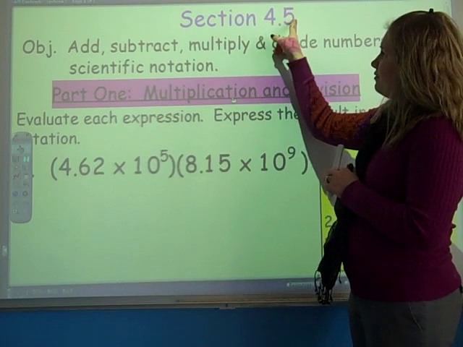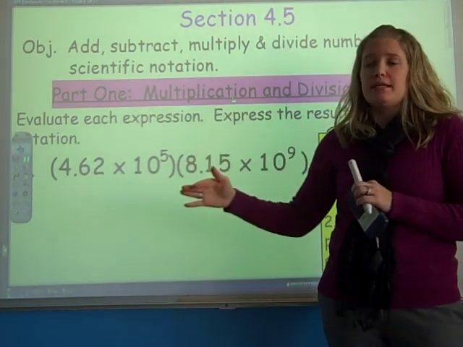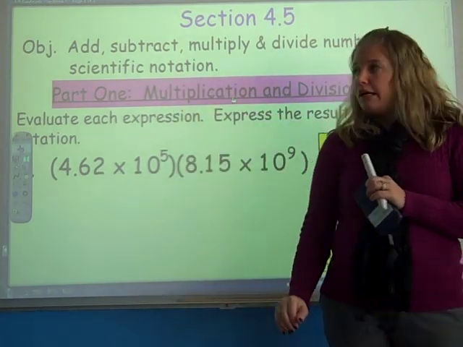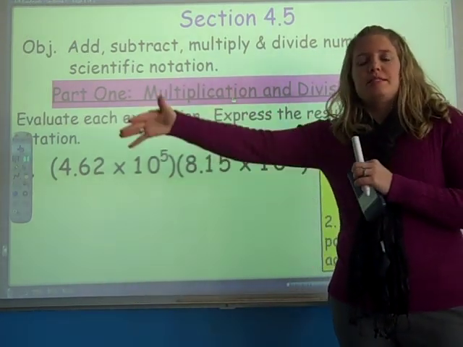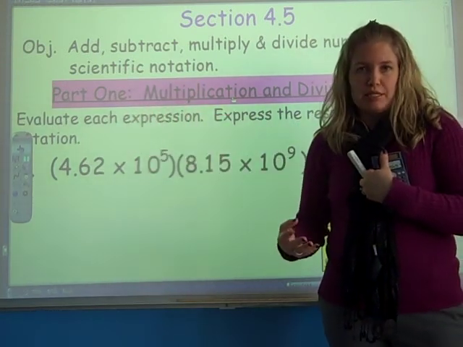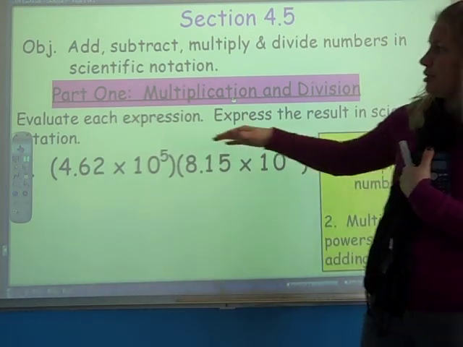Section 4.5. In section 4.5, we're going to be adding, subtracting, multiplying, and dividing numbers that are written in scientific notation. So instead of putting them in standard form, multiplying and dividing them, and putting them back in scientific notation, I'm going to show you the steps to keep them in scientific notation and do the calculations.